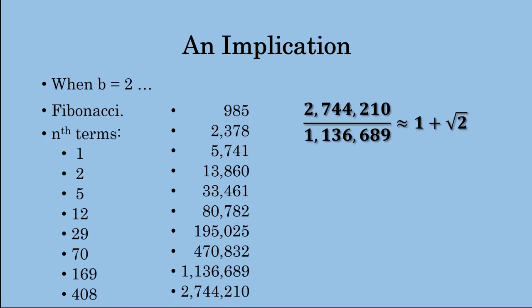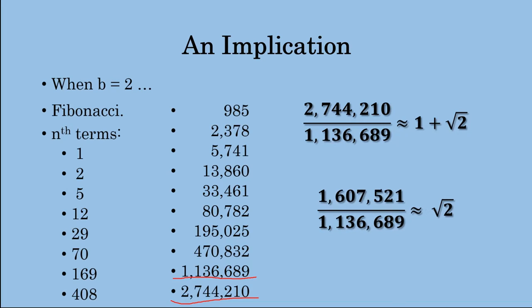So this 2,744,210, and then 1,136,689, I've just substituted them into a ratio. And a very fascinating result is that this approximates the root of the polynomial which has the greater magnitude. So in this case, 1 plus the square root of 2. And from here, what we can do is simplify this. Basically, all we're doing is isolating the square root of 2 itself.